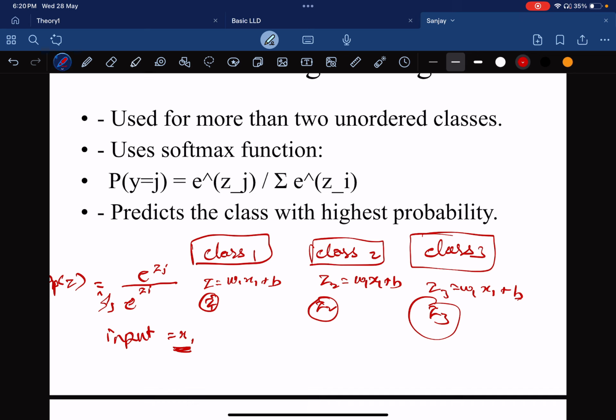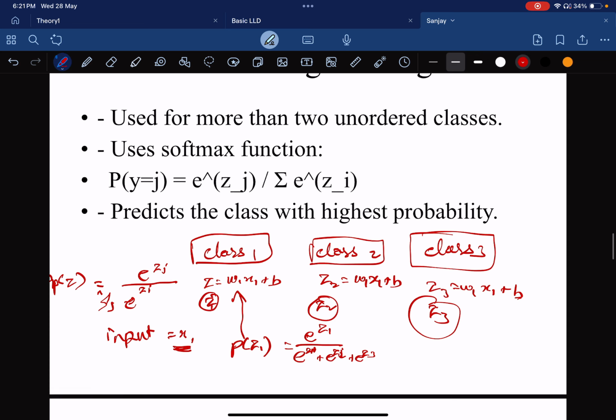P of z equals e power z of j divided by the summation of e power z. For example, the probability of x belonging to class 1 is p of z1, which is e power z1 divided by e power z1 plus e power z2 plus e power z3. This is a simple equation. It calculates the probability of the data belonging to each class. This is for class 1; we similarly do it for class 2 and class 3.